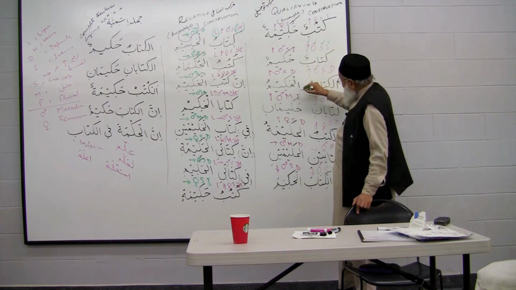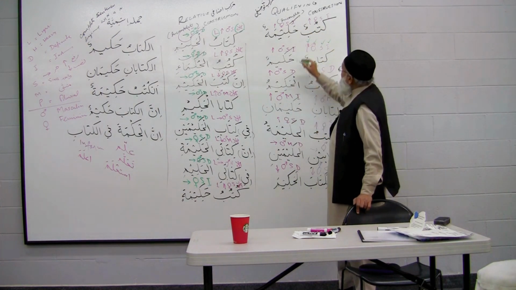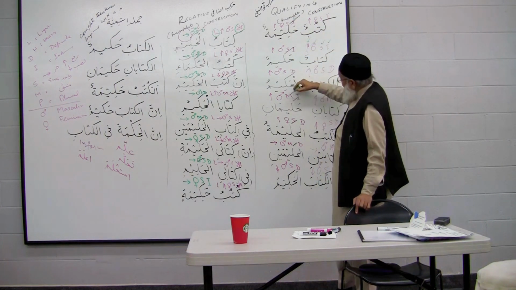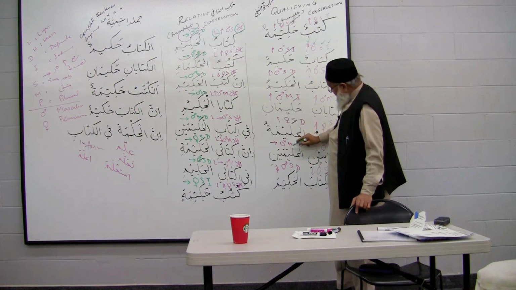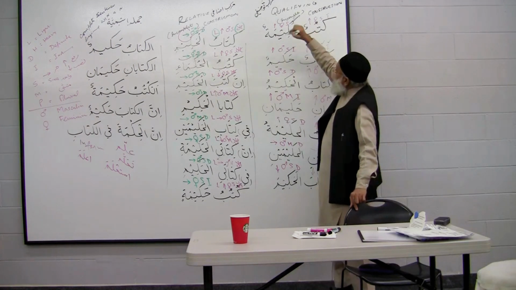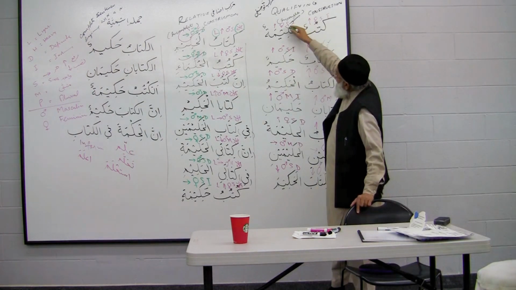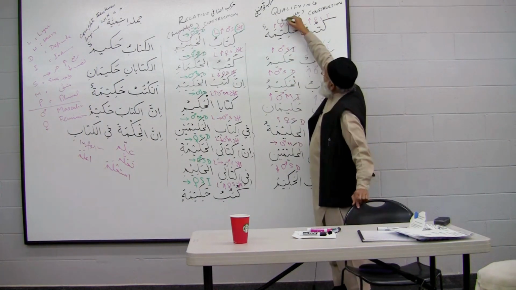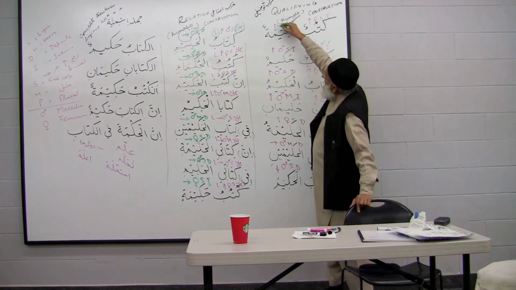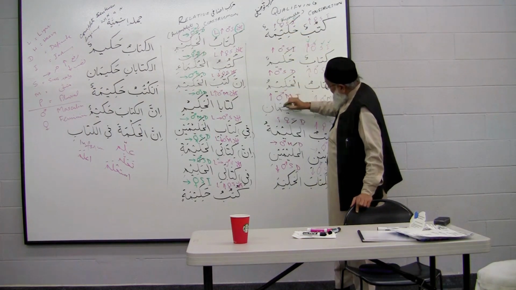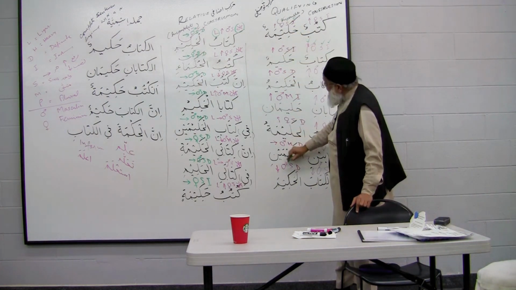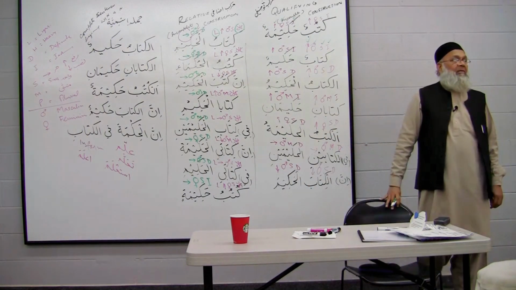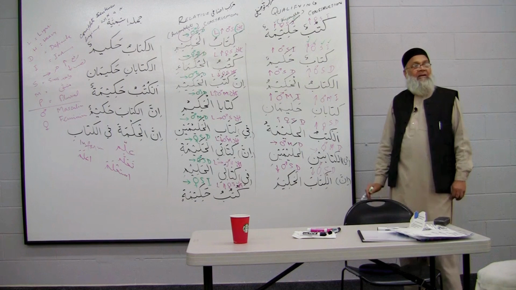Indefinite, indefinite, definite, indefinite, definite, definite, definite. Singular, singular, singular, musanna, singular, musanna, singular. Masculine, feminine, masculine, masculine, masculine, feminine, masculine, masculine. Form of iraab: rafa, rafa, rafa, rafa, rafa, jar and nasab. So all are the same, no? There's nothing. Now we move this way.